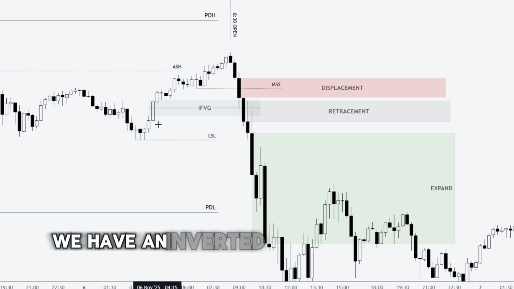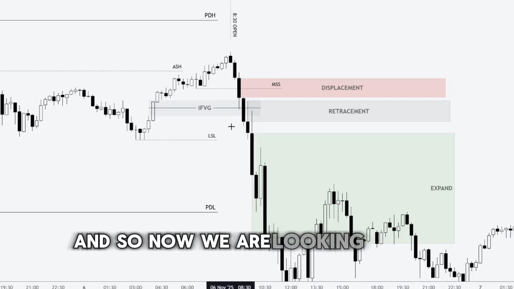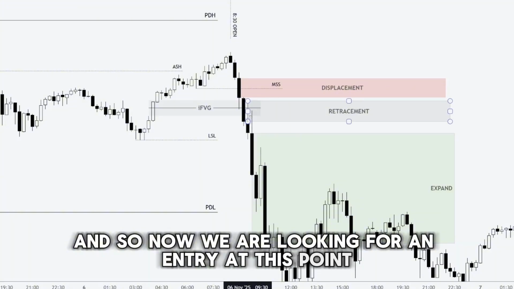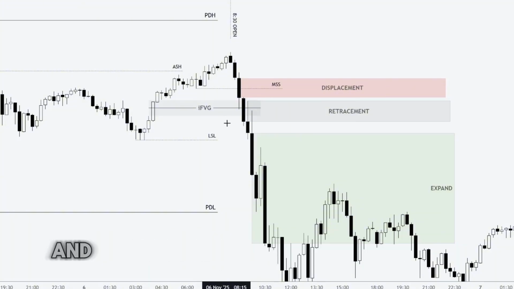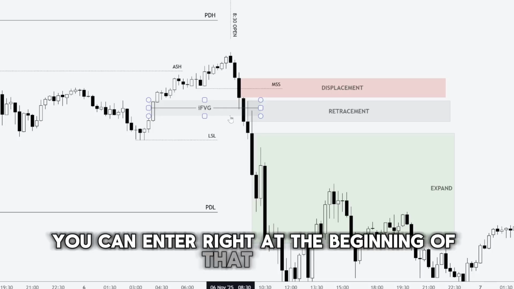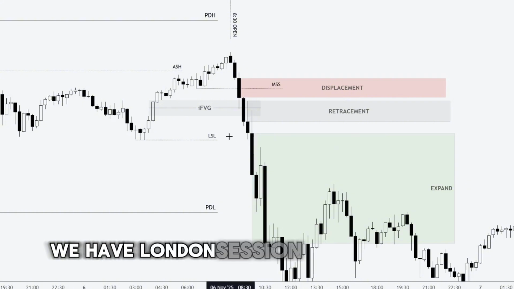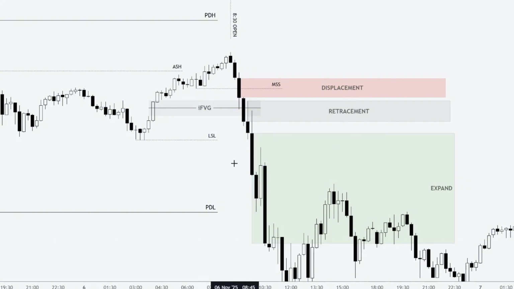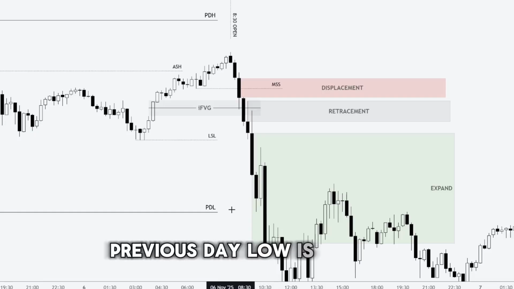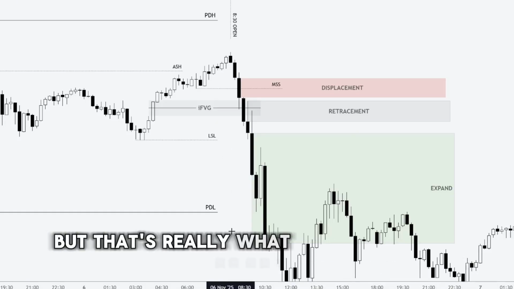We have an inverted fair value gap that is taken and filled. And so now we're looking for an entry at the inverted fair value gap. And we get a retracement into that gap and it fills it completely. As far as trading strategy is concerned, we'll talk about this later. You can enter right at the beginning of that. And now we're looking for targets. We have London session low, target 1. Previous day low is target 2.